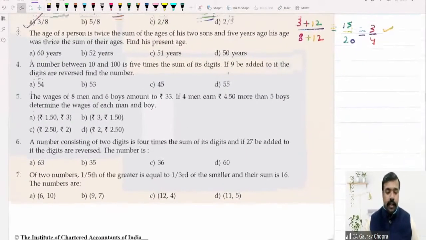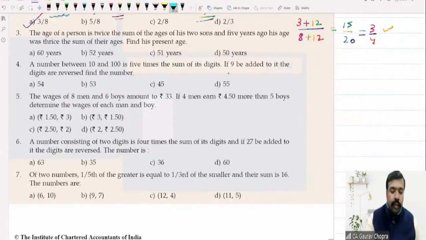All right. Now, moving towards question number 3. The age of a person is twice the sum of the ages of his 2 sons. 5 years ago, his age was thrice the sum of their ages. Then find the present age. So again, you can do this with the help of options. What the question says is, the age of the person is twice the sum of the ages of his 2 sons.